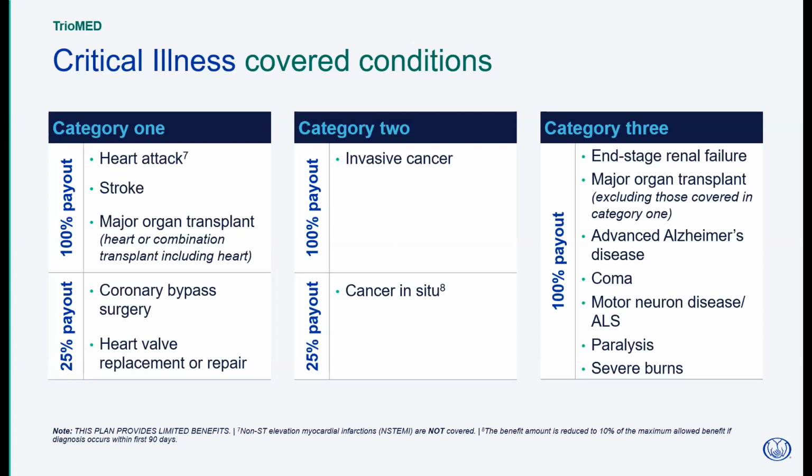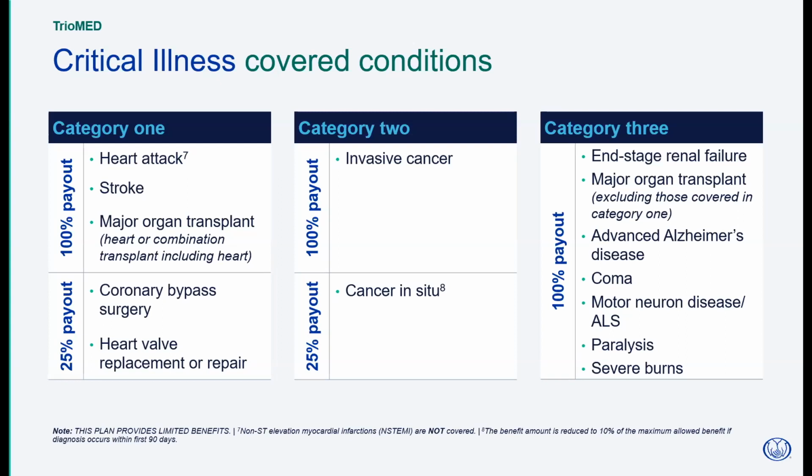Category 2, 100% payout for invasive cancer, meaning that the cancer has metastasized and spread to neighboring tissue or organs. Then you have a 25% payout for cancer in situ. What that means is that the cancer has not spread to neighboring tissue or neighboring organs.